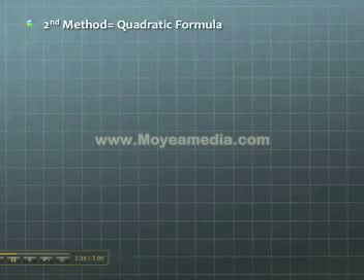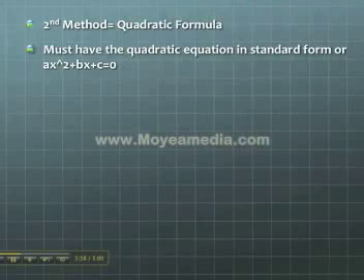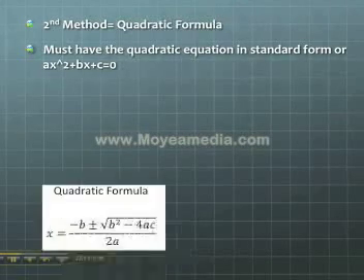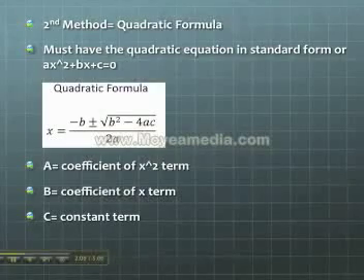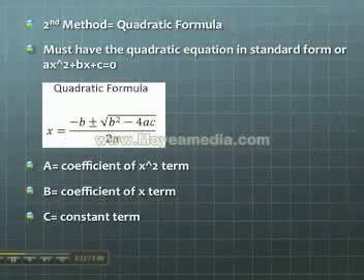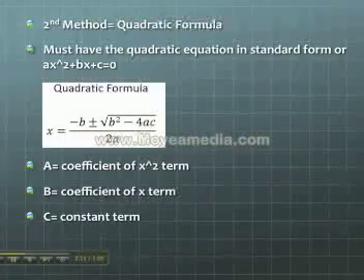Another method of solving quadratic equations is by using the quadratic formula. There are some quadratic equations that are impossible to factor, so this method is best for solving them. This method can actually solve all quadratic equations. To use the quadratic formula, you must have the quadratic equation in standard form, which is ax squared plus bx plus c equals 0. The quadratic formula is x equals negative b plus or minus the square root of b squared subtract 4ac, divided by 2a. In this form, a is the coefficient of the x squared term, b is the coefficient of the x term, and c is the constant term.